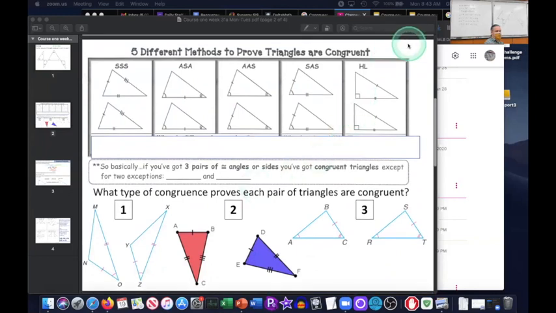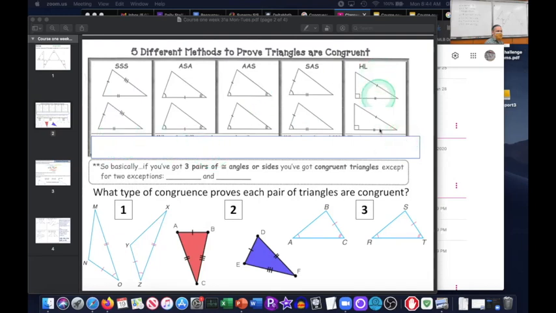Starting today, what is called triangle congruence. If you have two triangles, there's 5 ways that we can have congruence. In other words, they're the same shape. So we don't have to measure everything. If we want to prove that 2 triangles are congruent, there's 5 ways we can do that.